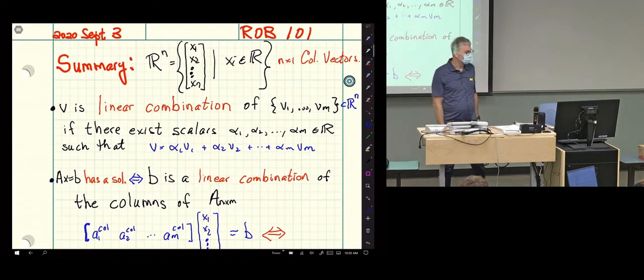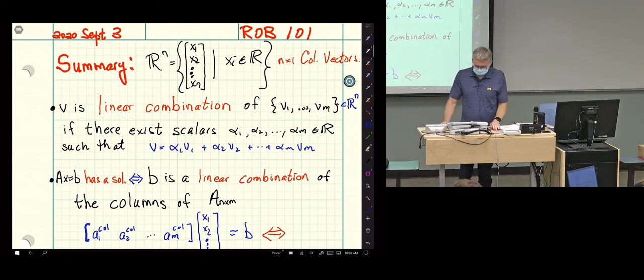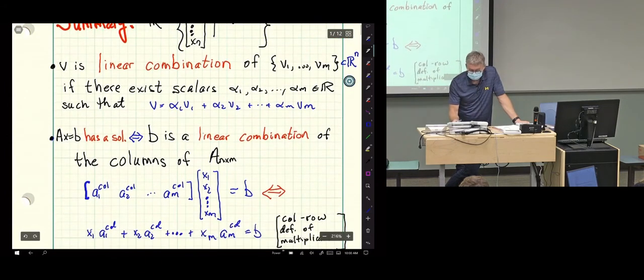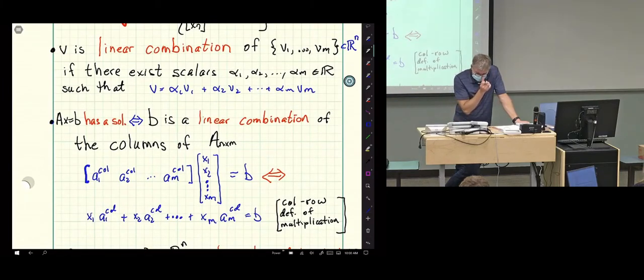So we're working with a whole collection of vectors instead of just looking at Ax equals b now. So we have R^n, all possible n by 1 column vectors where the entries are just real numbers. So we identify R^n with column vectors, and hence we just call the elements of R^n vectors in general. Then we're looking at some of the algebraic properties, and we said that a vector v in R^n is a linear combination of a finite set of vectors in R^n that we denote by v1 up to vm, if we can find scalars alpha 1, alpha 2, up to alpha m in R that solve the equation v equals alpha 1 v1 plus alpha 2 v2 plus dot dot dot alpha m vm.